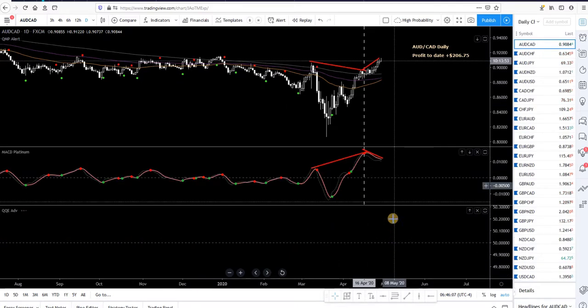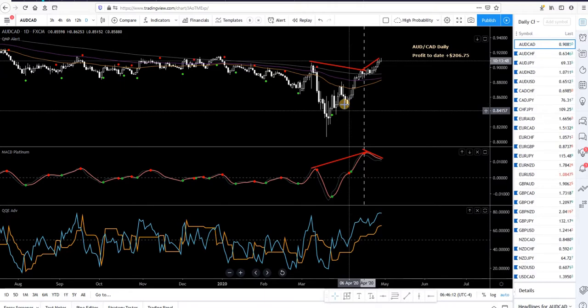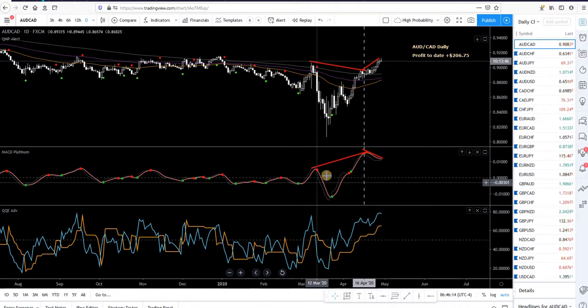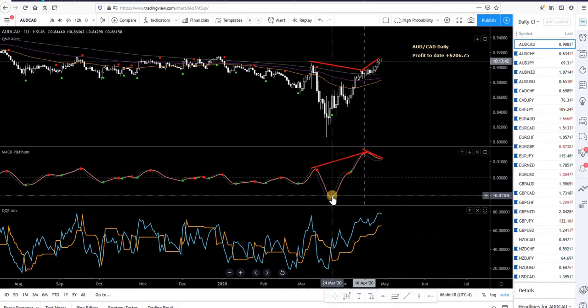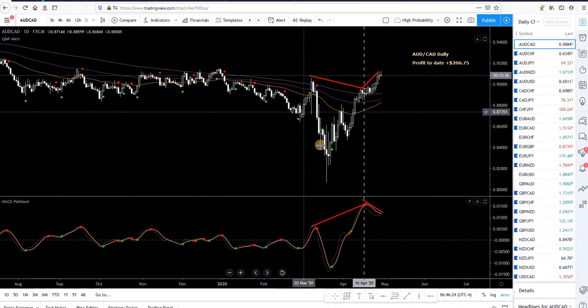So once it comes up, there's the QQE Advanced. So these dots on the price are just a combination of a cross on this and a cross on the MACD Platinum. So that's all that is. I don't need to see that. Don't need it on my chart.